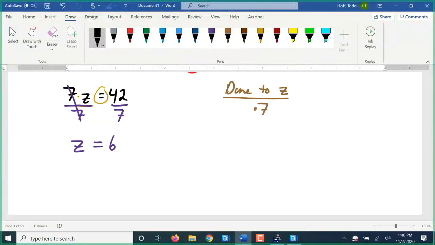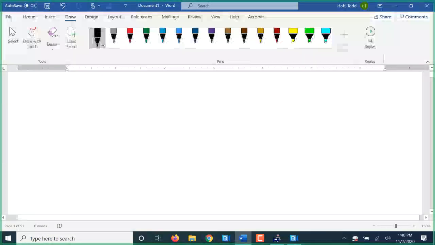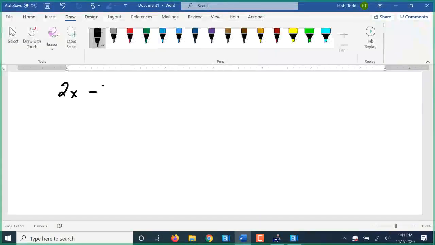Well, so far, all those equations were pretty simple. They'd only had one thing done to them. They were what we refer to as one-step equations. Let's take a look at this one. 2x minus 7 equals 11.